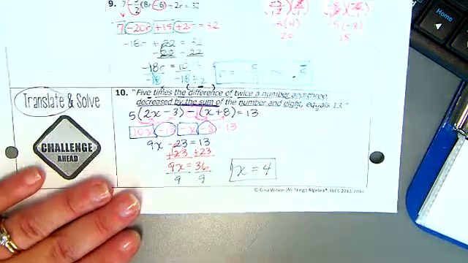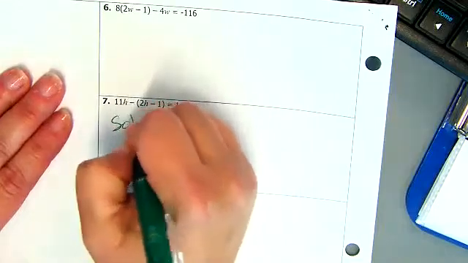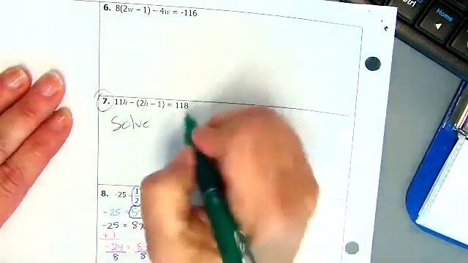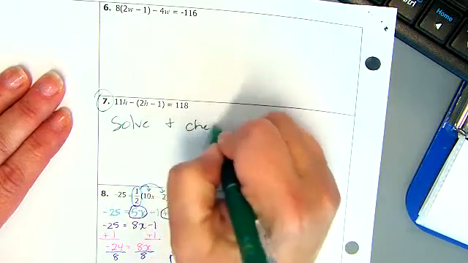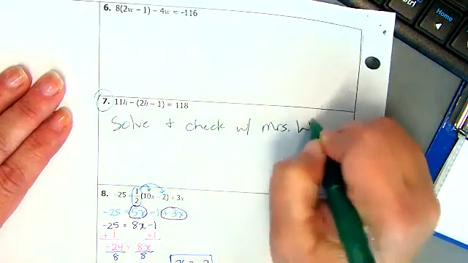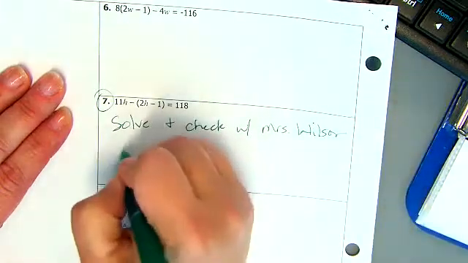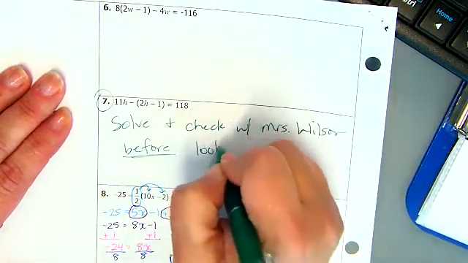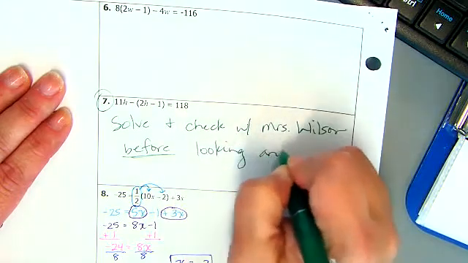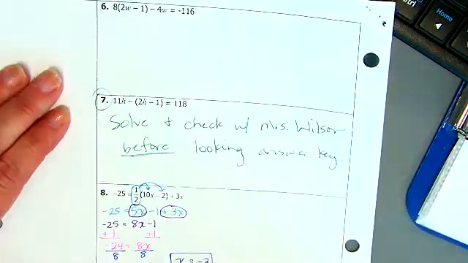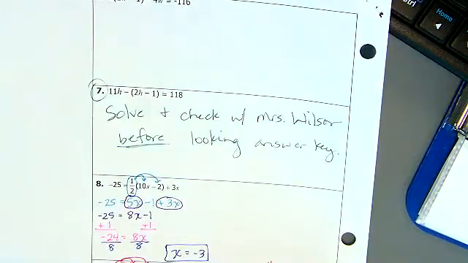What I want you to do right now is solve number 7, and check with Mrs. Wilson before looking at the answer key. You don't have to write this down, guys. I know the answer key is in Schoology. Please do it without checking the answer key and come and show me so I can see if there's any mistakes.